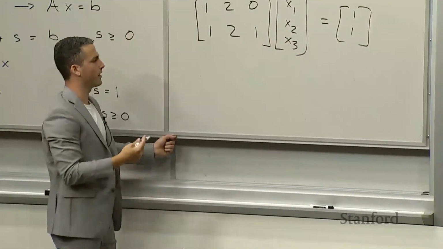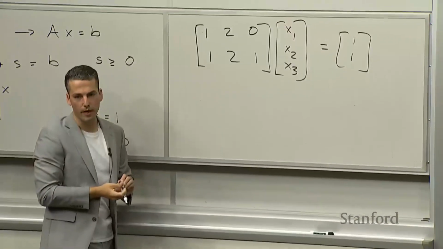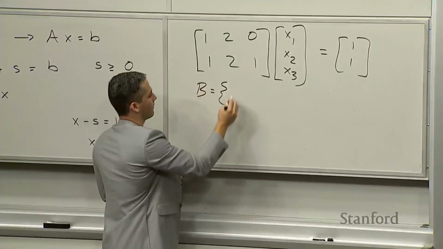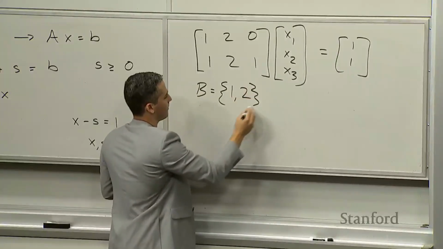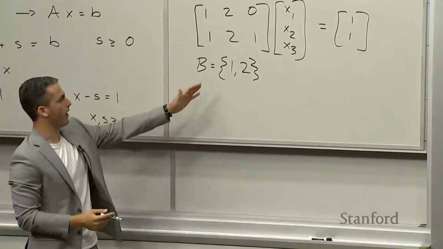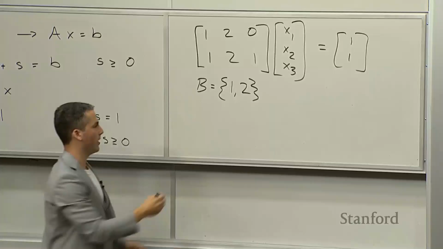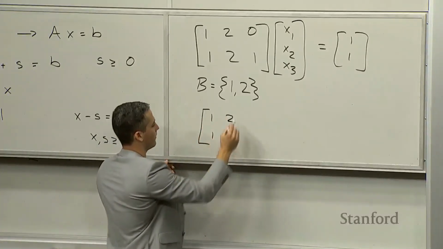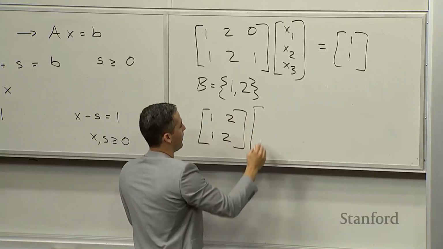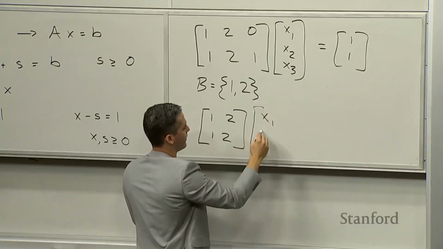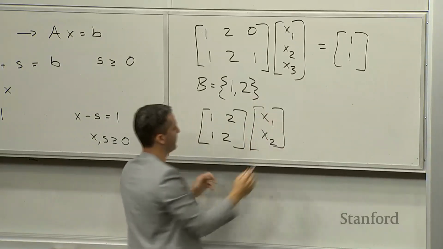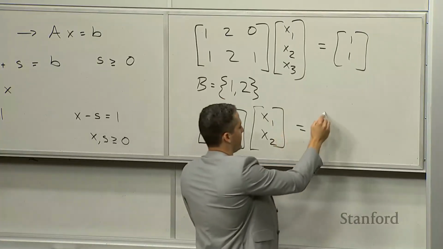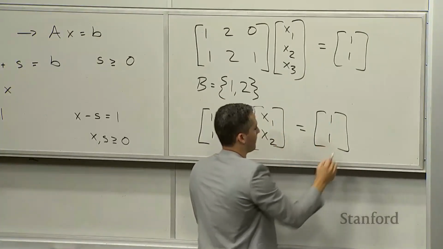Now say that someone comes to us and says the basis is 1, 2. If we rewrite this in terms of A basis and x basis, what we end up with is 1, 2, 1, 2, multiplied by x1 and x2, just taking the elements from our basis, and we're saying this is equal to 1, 1.